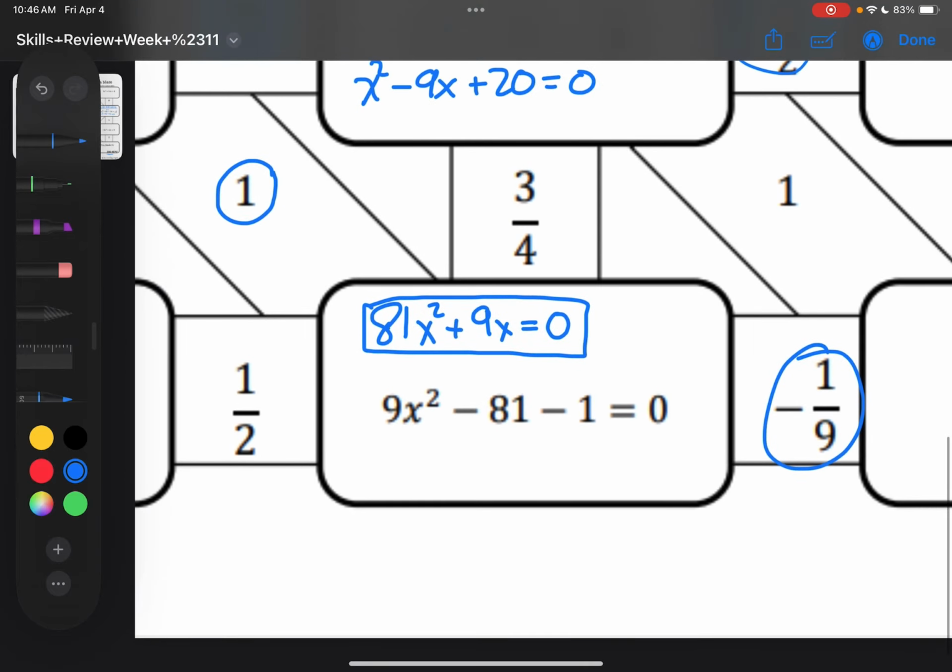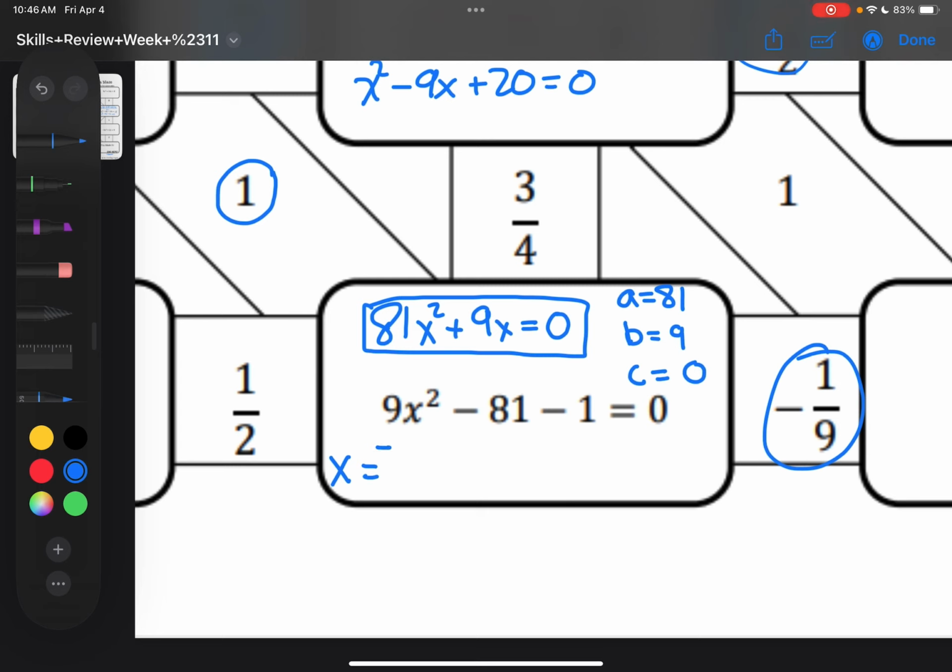So what do we do here? There's no c, right? So this is where we're going to do everything like normal. So we know our a is 81, our b is 9. However, what is our c? 0. So this is kind of how this is going to lay out.